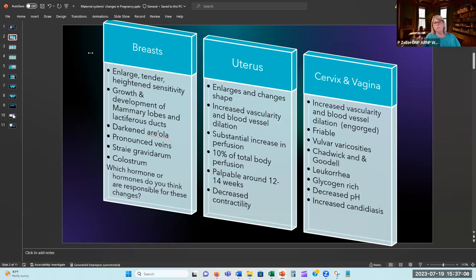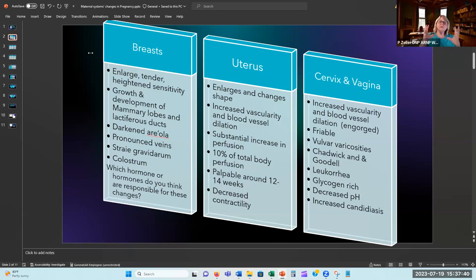Okay. More blood vessels. As you can see from our video, we need a lot more blood vessels and we need a lot more red blood cells and a lot more blood to support the uterus and the fetus. Okay. The blood vessels are a little more fragile even during pregnancy because there's less pressure in them.